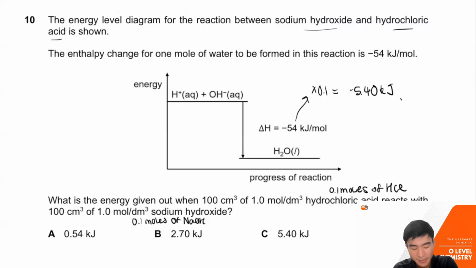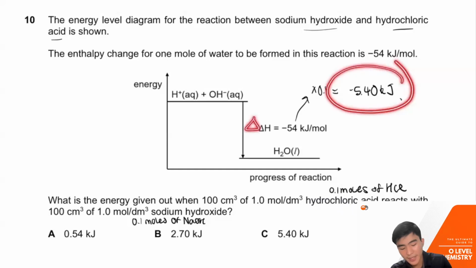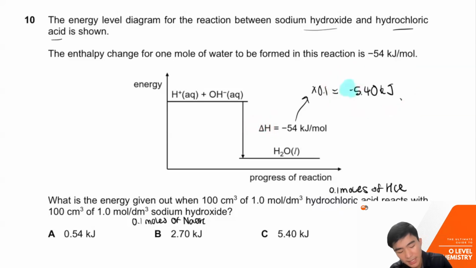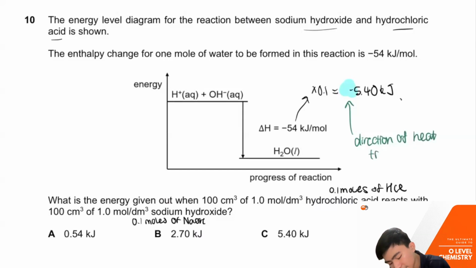Because it is energy change or enthalpy change, it tells us whether it is a drop. The positive and negative, you must always remember this, is important. The positive or negative tells us the direction of heat transfer or energy transfer. Whether the energy is going out of the reaction or into the reaction. If it's positive, it's going into the reaction. If it's negative, it's going out of the reaction.